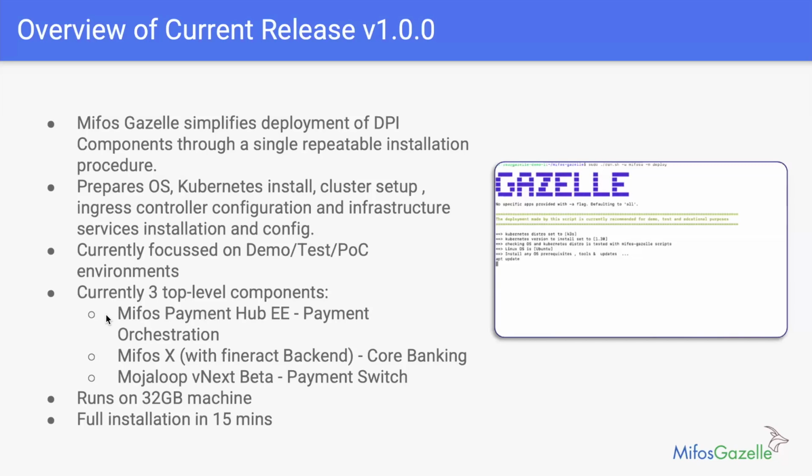So as we said, there's currently Payment Hub EE, Mifos X, the core banking, and the vNext beta payment switch. And currently it's on a 32 gig machine, and let's say a full installation in 15 minutes. One organization I've been working with has a very old machine and it takes a little bit longer, but they seem to be pretty happy with the way it works there as well. Old Opteron processors, actually, for anybody old enough to remember those.